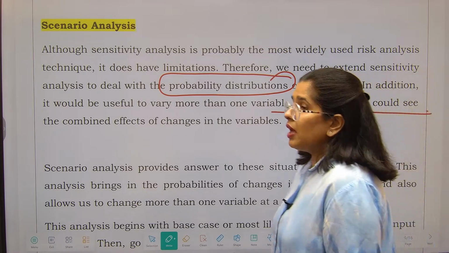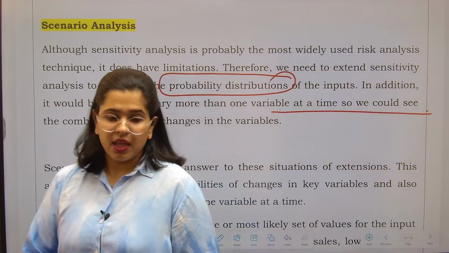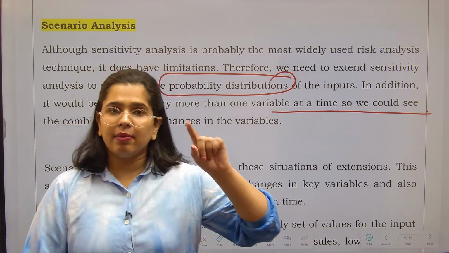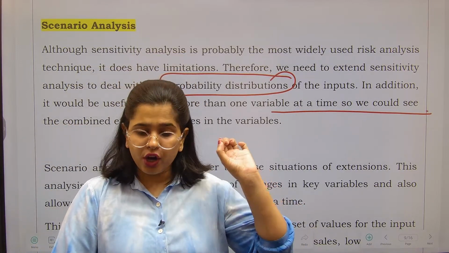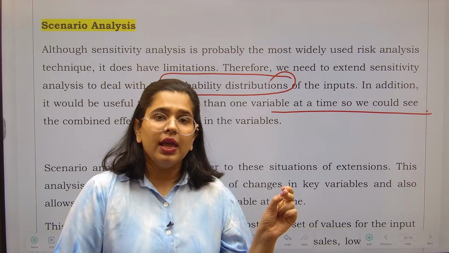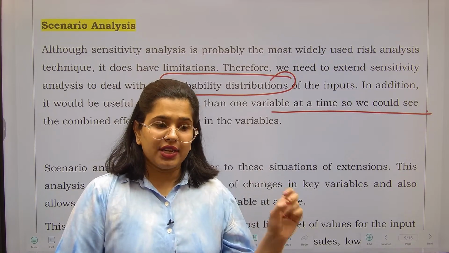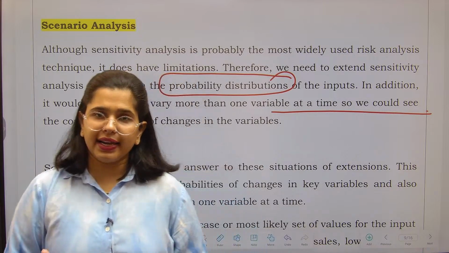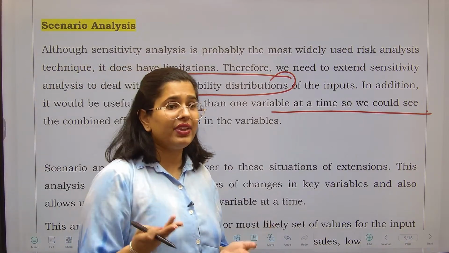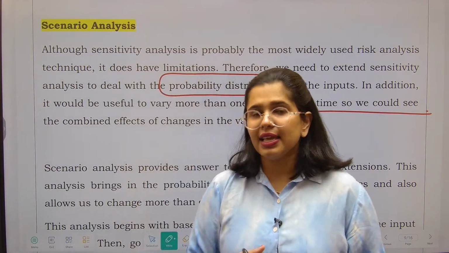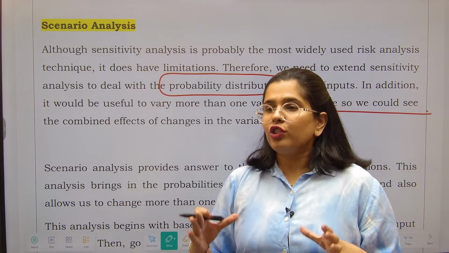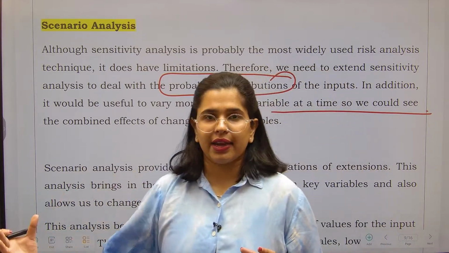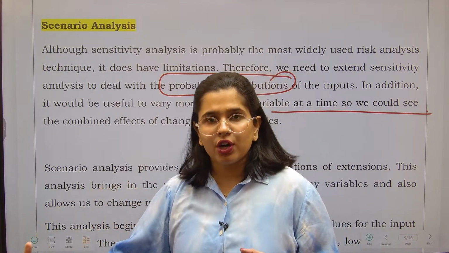Now you see, both the negative points of sensitivity analysis. So what? Number one, it does not incorporate the probability. Number two, it does not incorporate the changes in variables all at once, right? So these were the two negatives of sensitivity analysis, and we have tried to rectify this in scenario analysis. तो हम अलग अलग scenario बनाते हैं, that okay, these are the three scenarios. These are the probabilities of these scenarios.